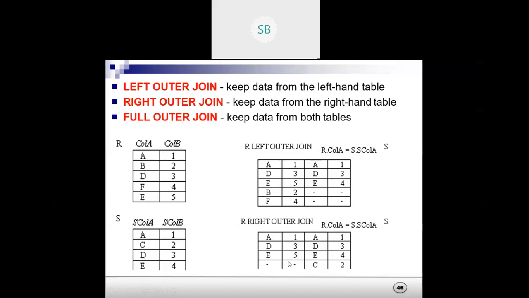Similarly, for right outer join, what happens is whatever value is there in the right table will appear here, but for the left table only those tuples will appear that match the right table. So here A1 will come, D3 will come, and E5 will come. Others will be empty. Others like B won't come. F also won't come.